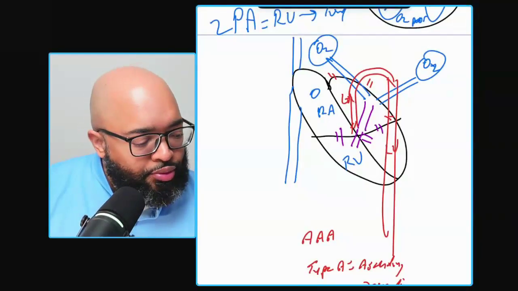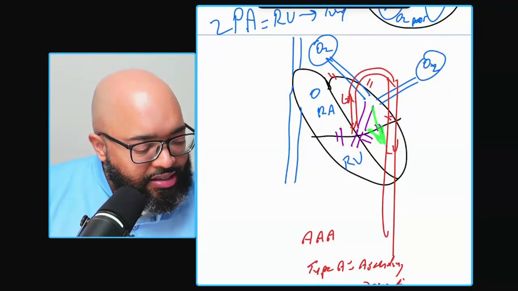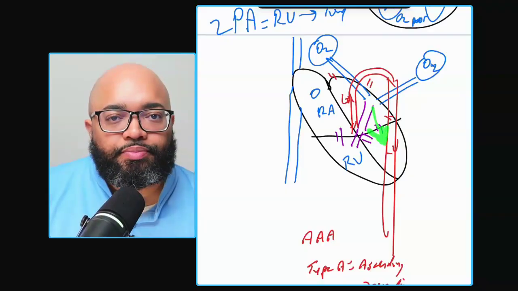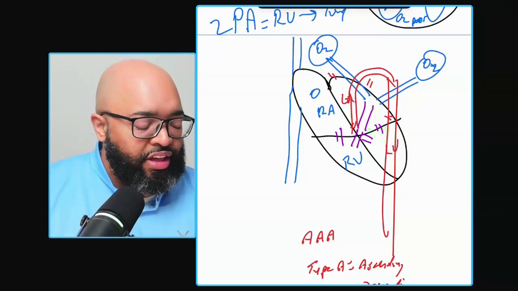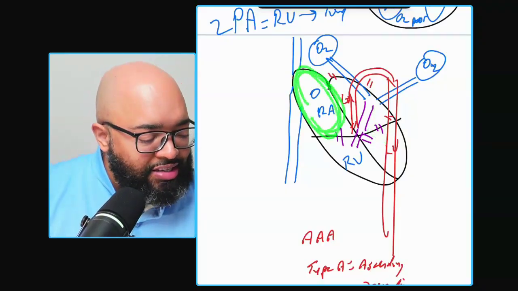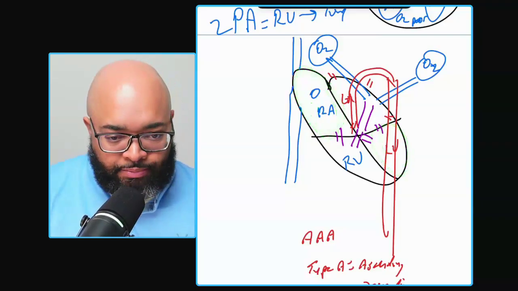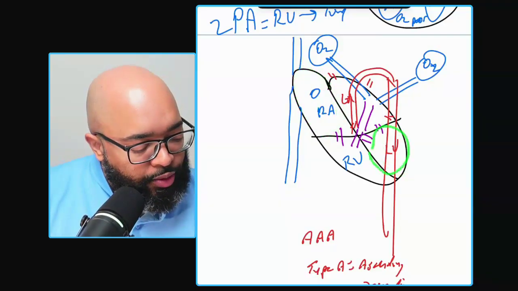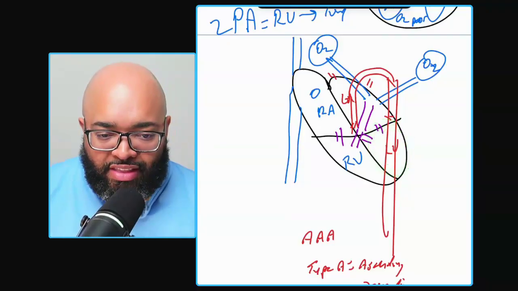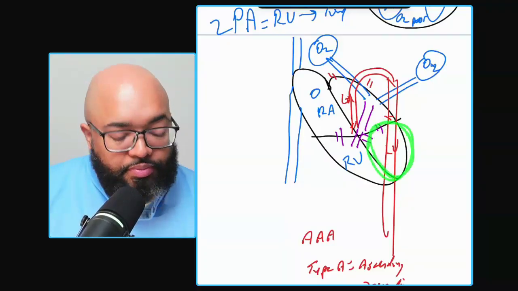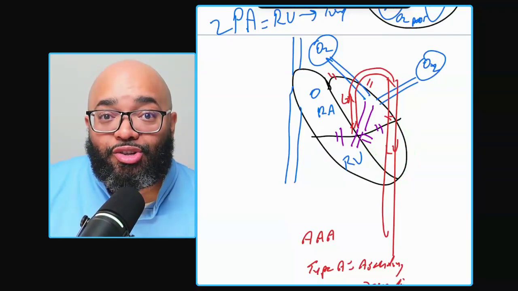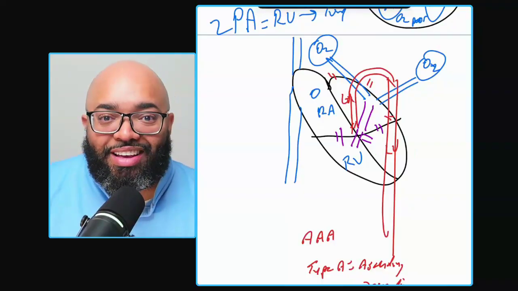Let's talk about this. What is preload? Preload is the volume of blood that ends up coming into this left ventricle. Theoretically, what comes into the right side also ends up in the left side, but when we say preload, we're primarily talking about the volume of blood that comes into the left ventricle. What medication can drop preload? Nitro, because it's a venodilator.